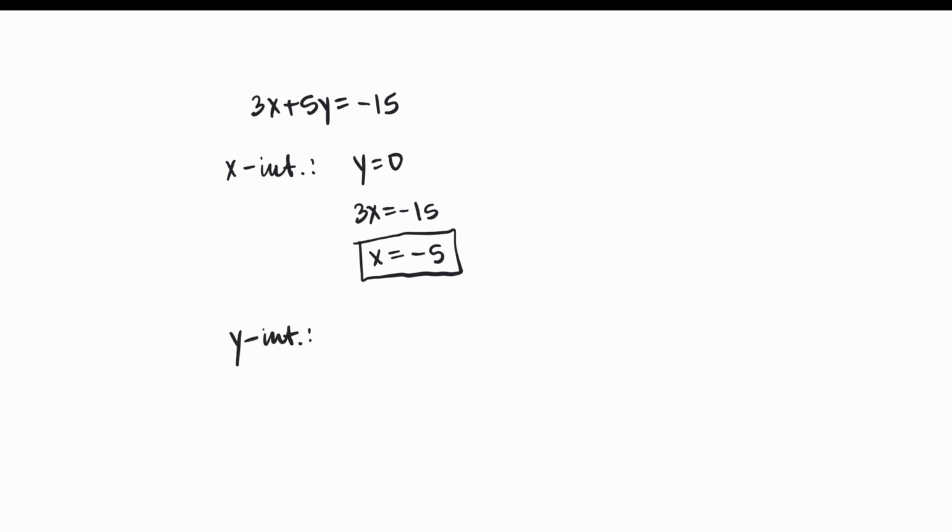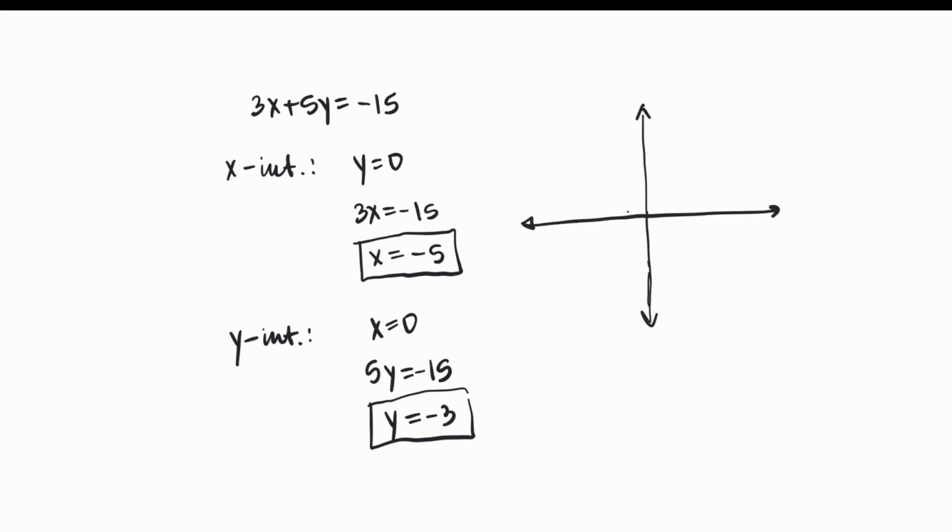To find the y-intercept, I make x to be 0. And if x is 0, this means this part is gone in the equation. 3 times 0 is 0. You're left with 5 times y equals negative 15, and that makes your y negative 3. This is your y-intercept. I'm going to go ahead and plot those points on the axis. X is negative 5 and y is negative 3, and I connect the 2 points.